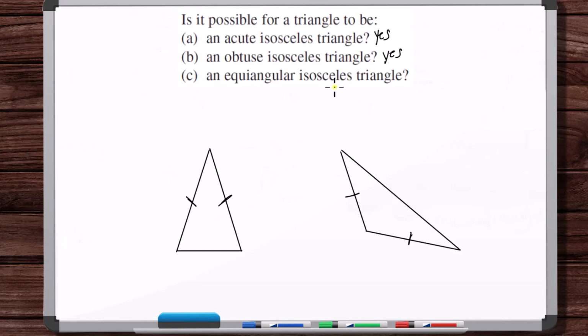An equal angular isosceles triangle? No. I guess it depends on how you look at it, because an equal angular triangle has to be equilateral. If you're saying that isosceles triangles are kind of like a superset of equilateral triangles, then maybe so. But technically, no, because equal angular means that it's also equilateral. It has to be. So you wouldn't call this isosceles, even though there are two congruent sides. You call this equilateral, so no.